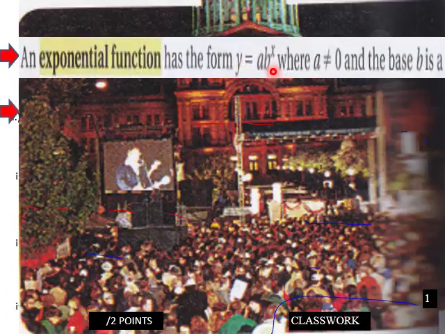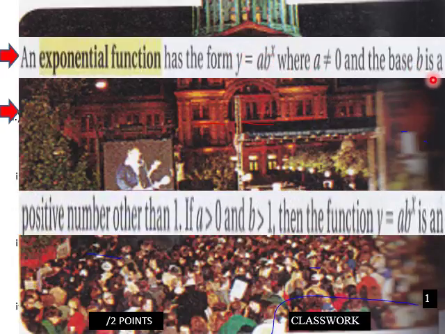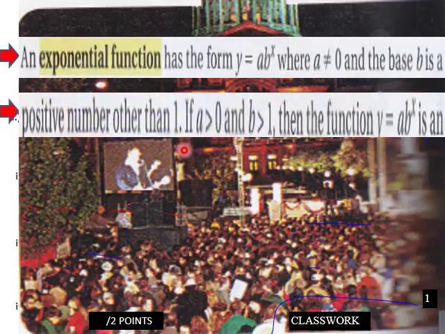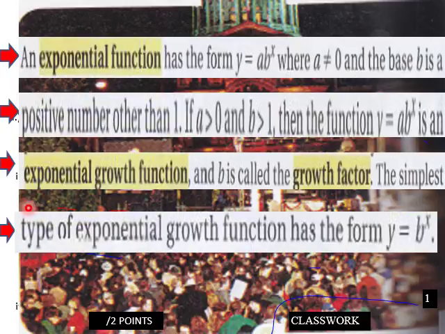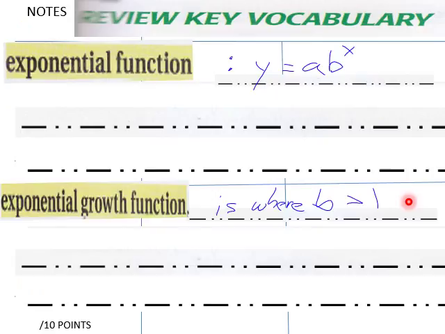An exponential function has y equals ab to the x here, where a cannot equal 0, and the base b is a positive number other than 1. If a is greater than 0 up here, and b is greater than 1, then the function y equals ab to the x is an exponential growth function, and b is called the growth factor. So b, what is your growth factor here? The simplest type of exponential growth function is the form of y equals b to the x.